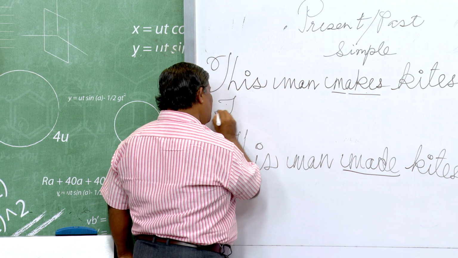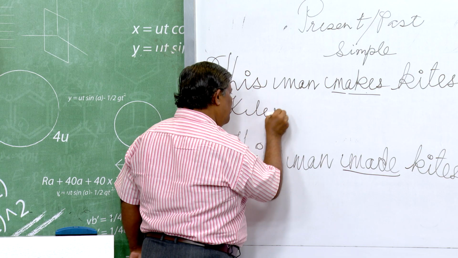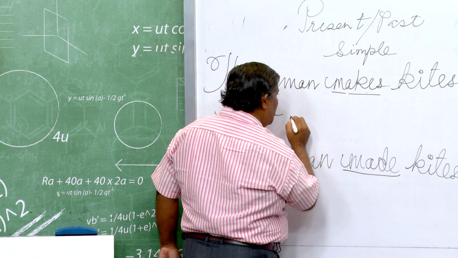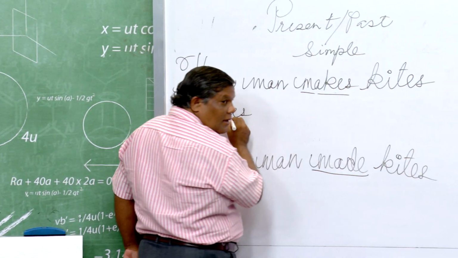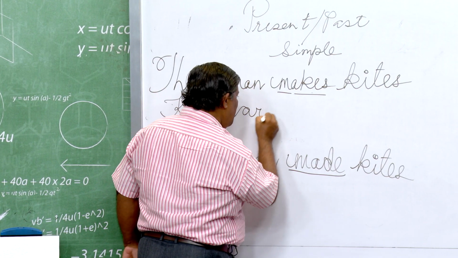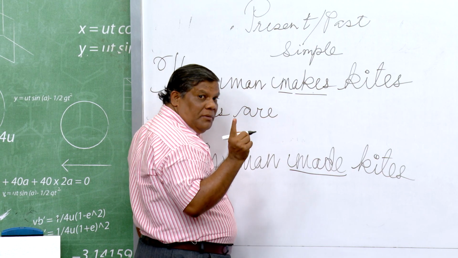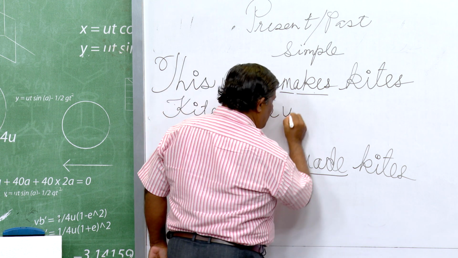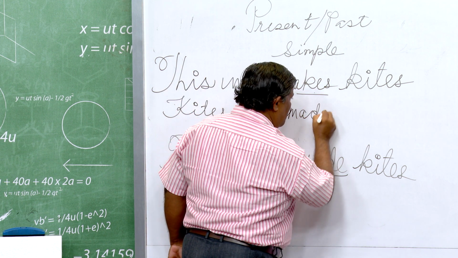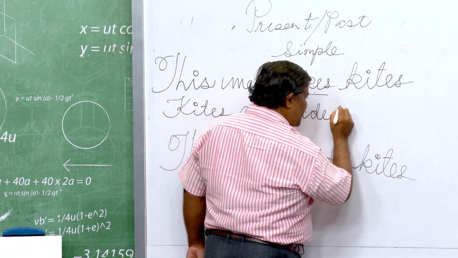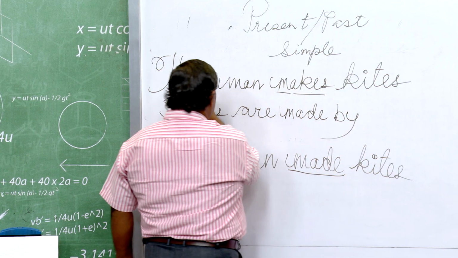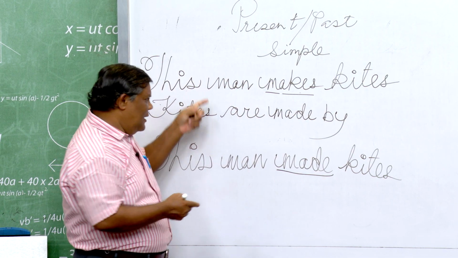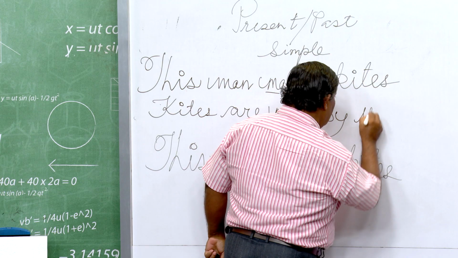So, kites, when we make it passive, then be present, then is, am, are. So, it is plural, so it is are. Then the third form of the verb, that is make, made, made. Then by agent. What is the agent? This is called agent, performer, doer of the action. Subject is called agent of the sentence. So, by this man.